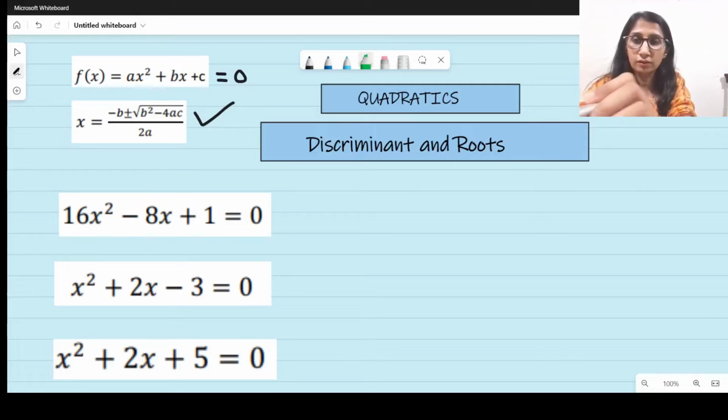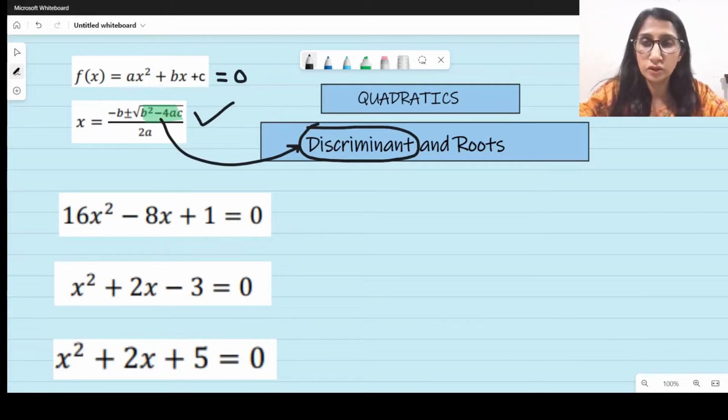Now, this thing right here, b square minus 4ac, is called the discriminant of the equation. Now, b square minus 4ac tells you how many roots a particular quadratic equation will have. Let's talk more about that by doing these three examples.